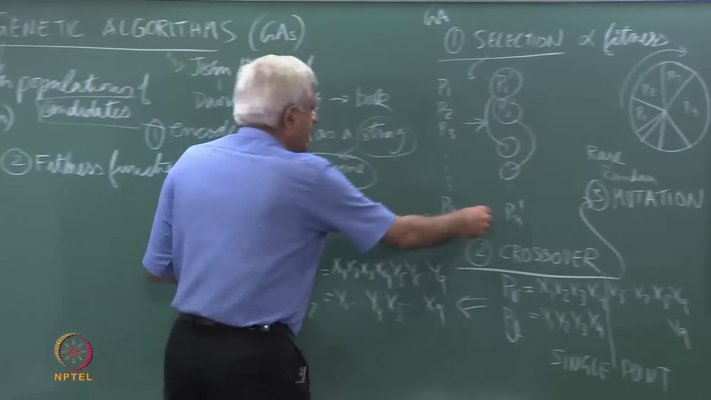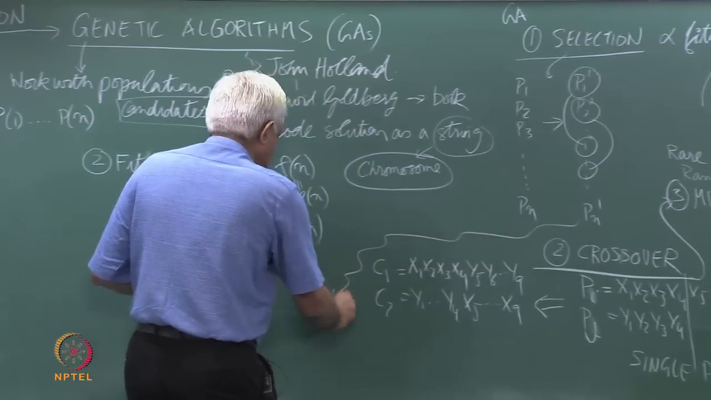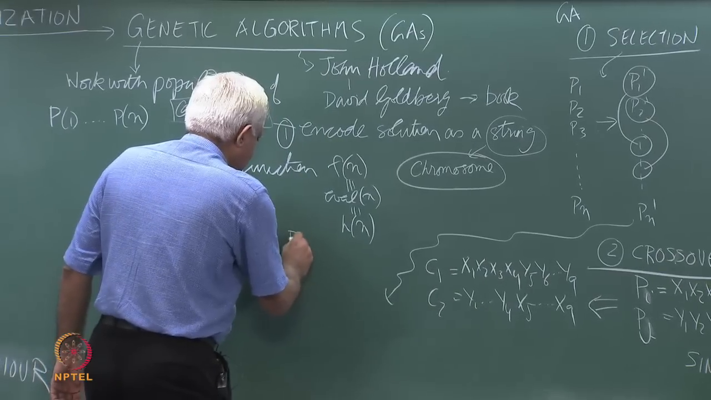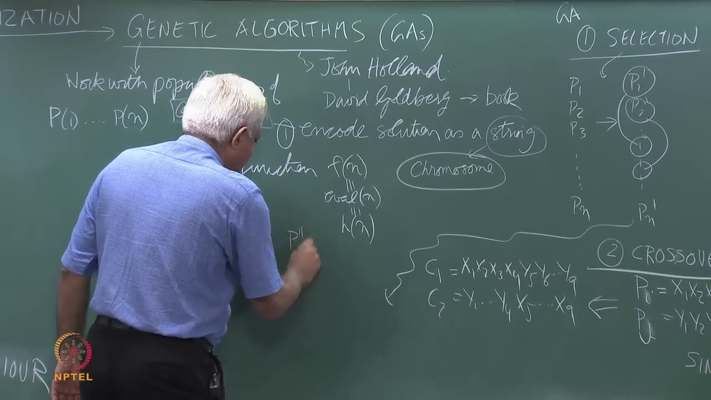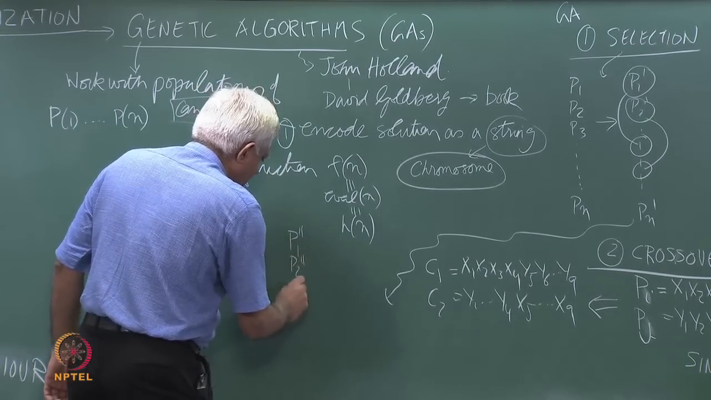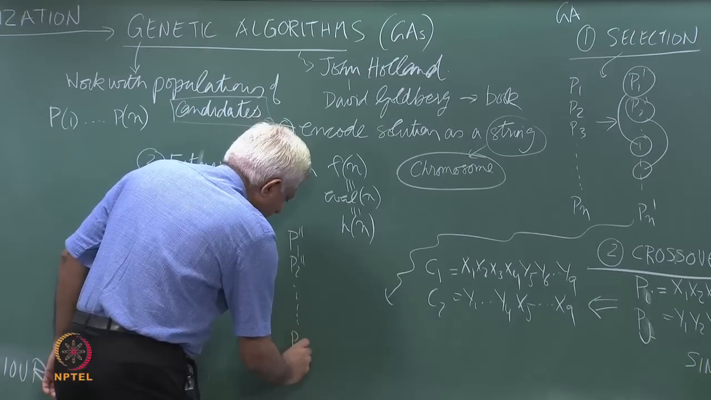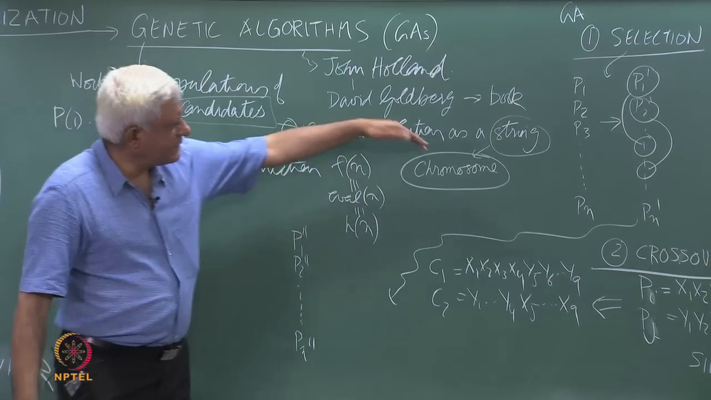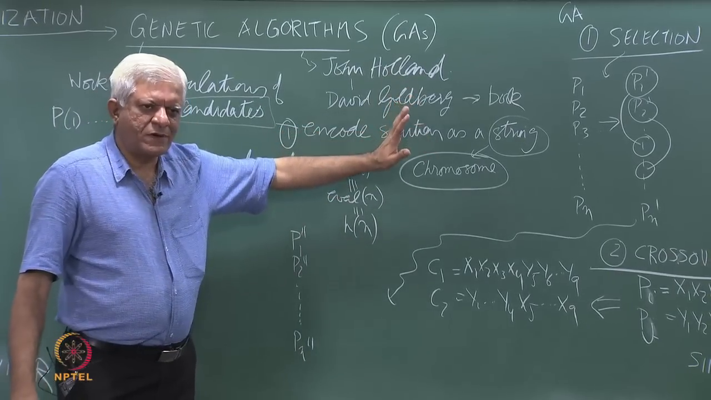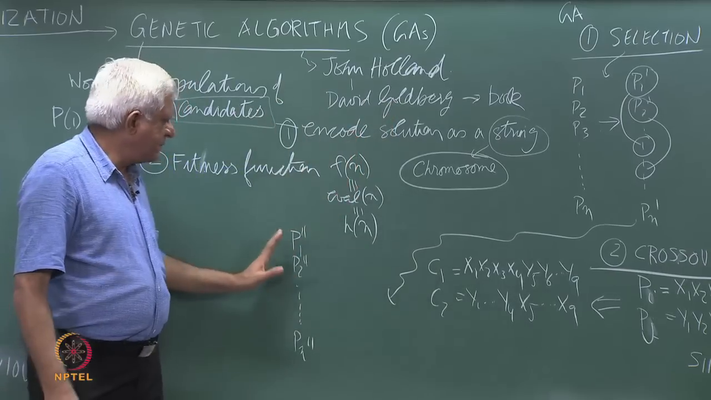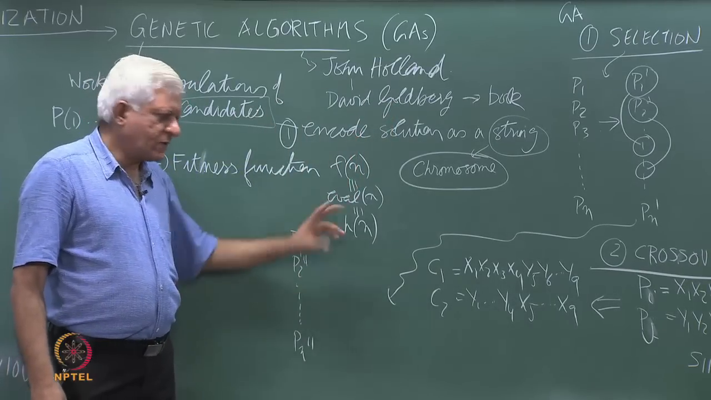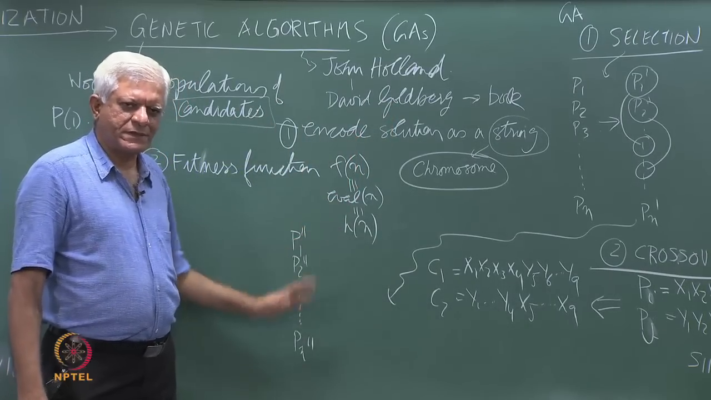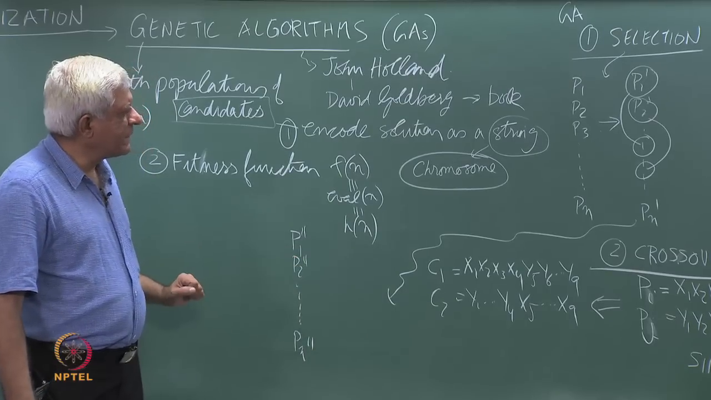So, from this we get a new population, let us call this P1'', P2'' up to Pn''. The first P' population we got by cloning, and this P'' population we got by crossover essentially, and let us say mutation has been taken into account here essentially.